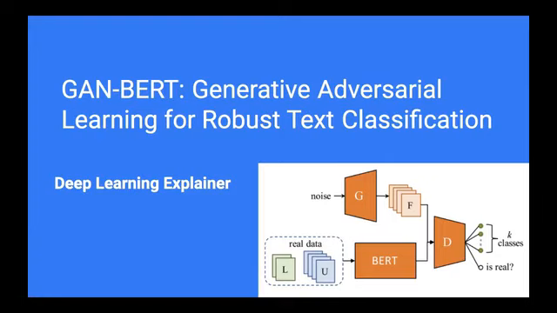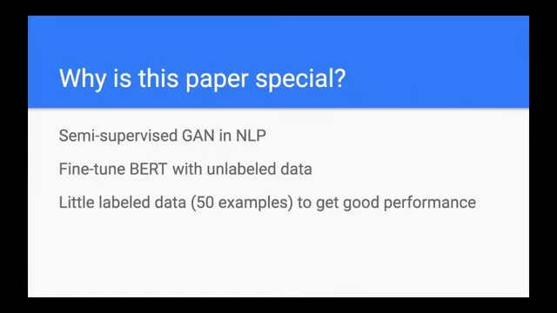And today our topic is GAN-BERT: Generative Adversarial Learning for Robust Text Classification. It's a way to use semi-supervised BERT in the NLP domain to gain a very high level of data efficiency. So why is this paper special? This paper introduced the semi-supervised GAN in NLP. It is one of the first papers to talk about this.